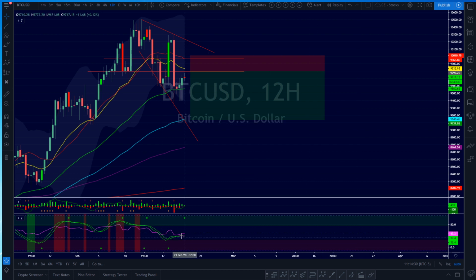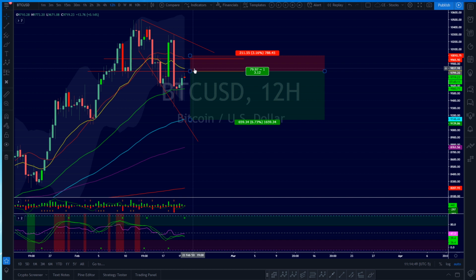But again, keep in mind that the 12-hour is currently crossing bearish right now. That doesn't mean that the price is going to keep going down. I do think we are going to see a bit of upside, again, looking at that 9,800 to 9,900 level. If you're going to be taking a short here right at 9,800, you probably will have an opportunity to layer in a little bit more.